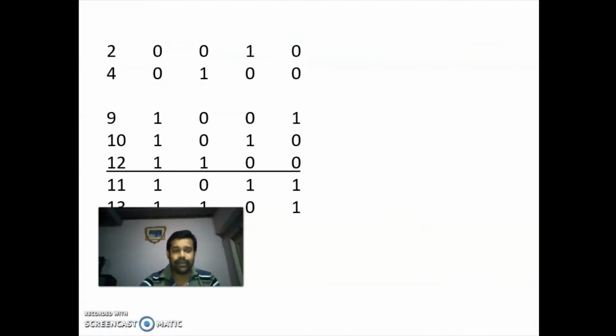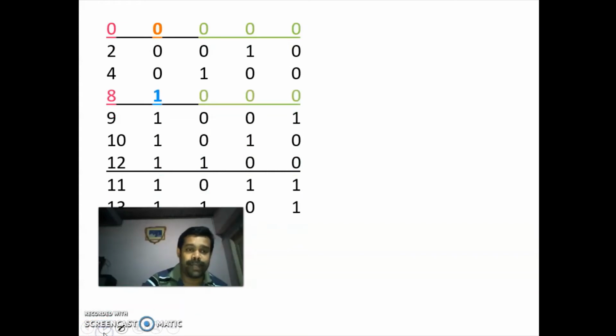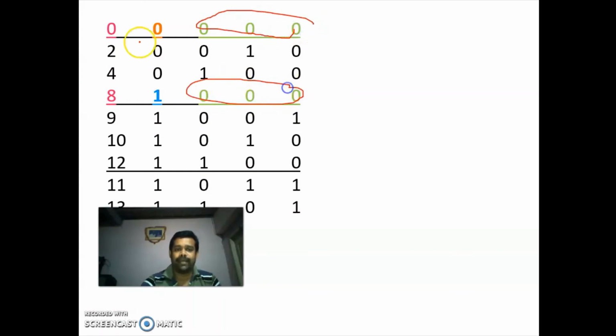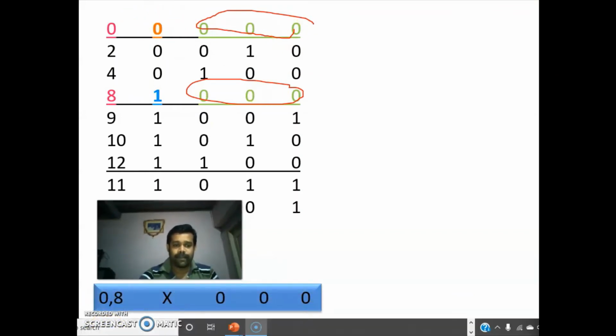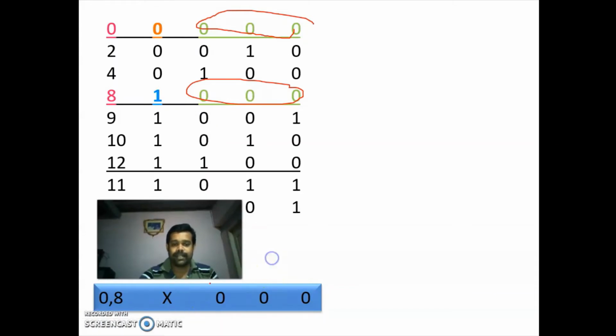Next, we are going to compare. Initially we have compared 0 with 2 and 0 with 4. Next, we are going to compare 0 with 8. Here also only one bit is changing. These three bits are the same in 0 and 8, and only this bit is changing. So, you can write x, 0, 0, 0.